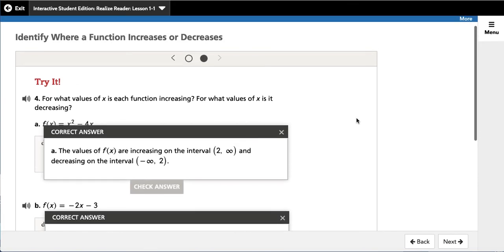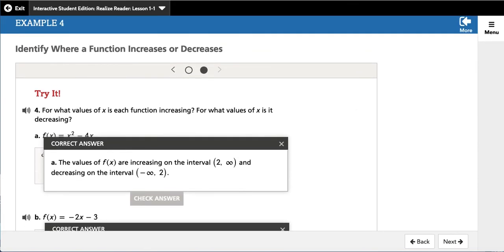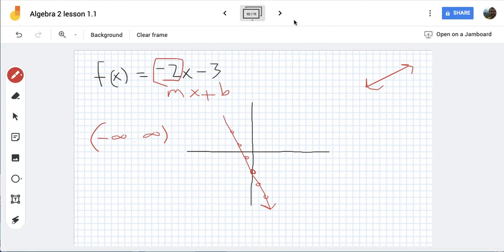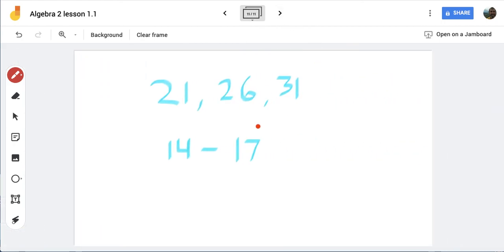Okay? Hope that helped you out with doing the following problems. Quite a few. You might want to check with your teacher to see which ones they assigned: 21, 26, 31, and 14 through 17.